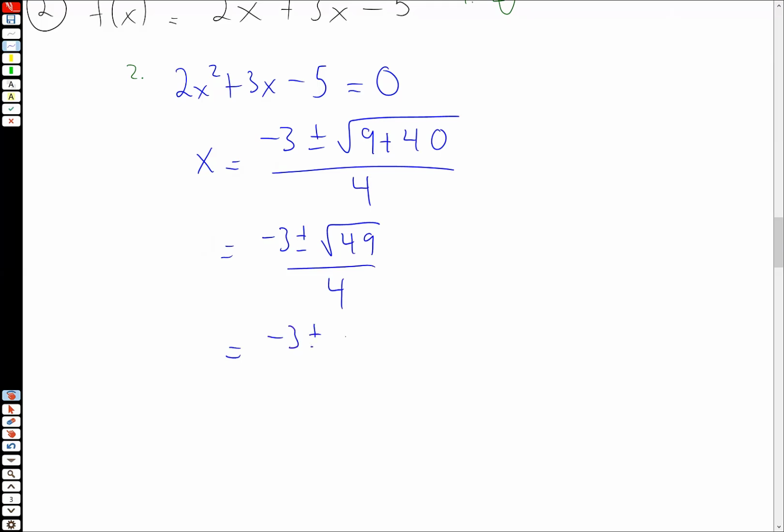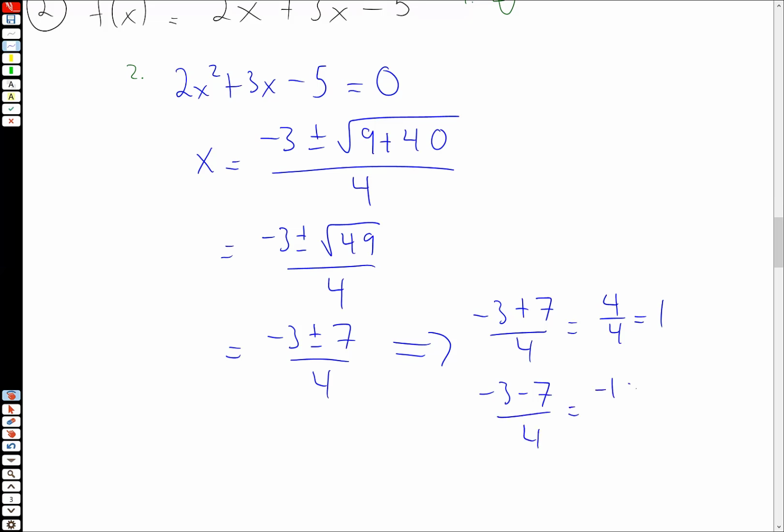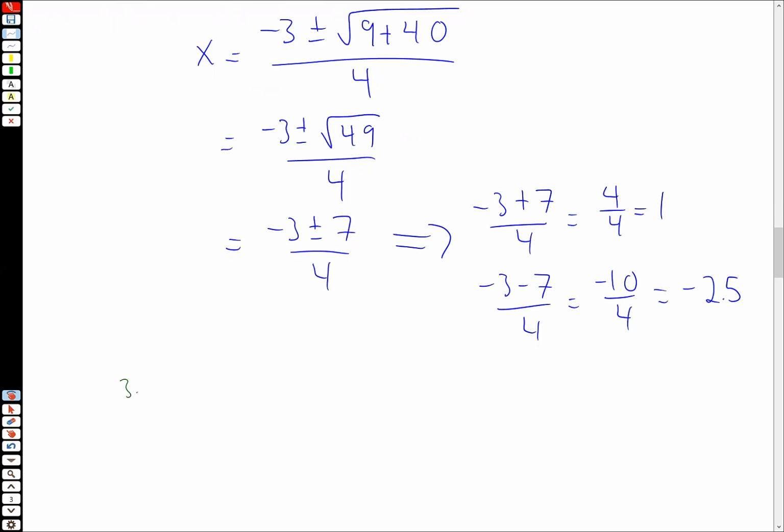So this is -3 plus or minus 7 over 4, which gives us -3 plus 7 over 4, which is 4 over 4, which is 1, and -3 minus 7 over 4, which is -10 over 4. And let's see, -10 over 4 is -2.5. All right, so we got our 2 zeros in this case. All right, and our last step, before we put everything together in sketch, we're going to find the vertex.